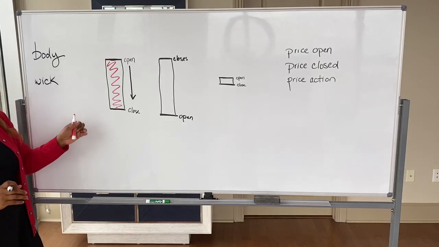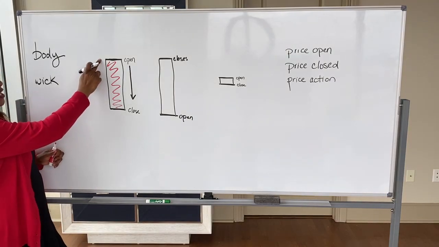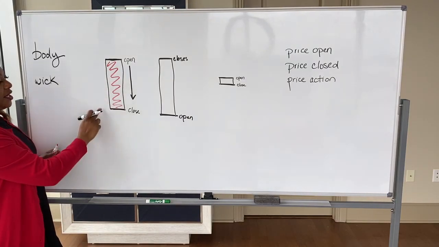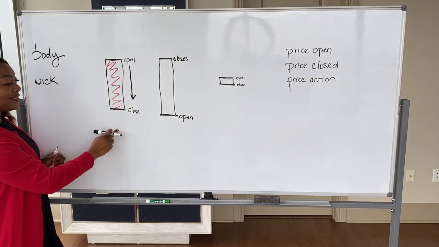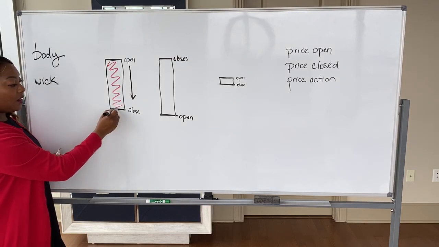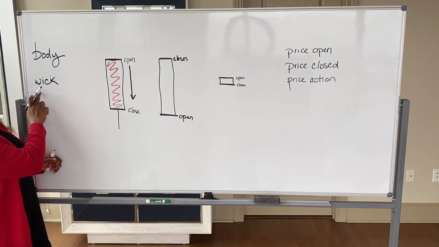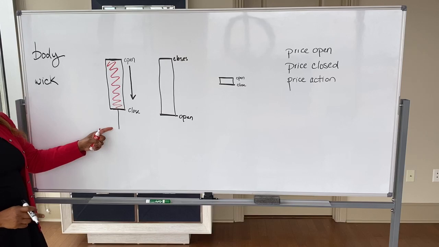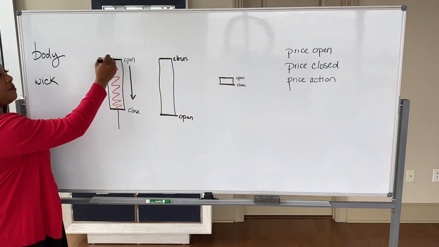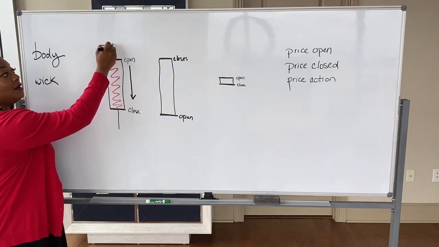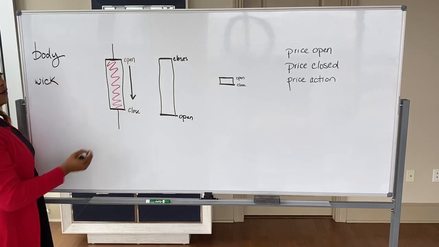Now what happens though if the stock price opened here and it closed here, but during the day it had actually gone lower than where it closed? That's when you get the wick. That's when you see the wick coming down. Or maybe during that day the price had actually gone up higher, but then it came back down.